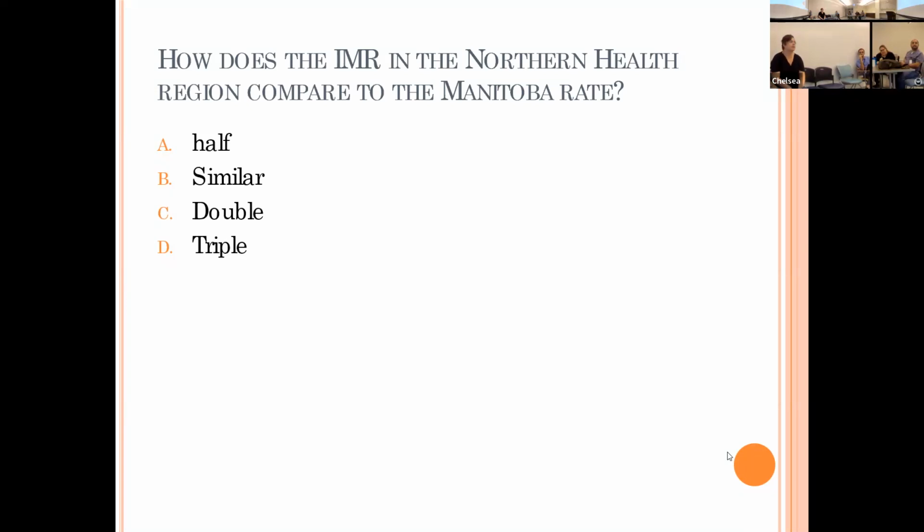How does the infant mortality rate in the Northern Health region compare to the Manitoba rate? Double. Everything is double. It's not triple, so it's actually double. So our infant mortality rate is already high, and in the North it's double. And again, remember how I said the infant mortality rate is birth to 1 year? Once you're in the nursery, your mortality rate is the same, but you're more likely to end up in the nursery if you come from poor socio-demographics. So babies from the North are more likely to end up in the nursery, and once they go home, they're more likely to die as well.